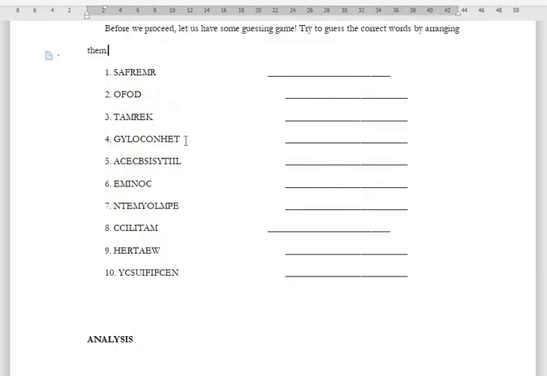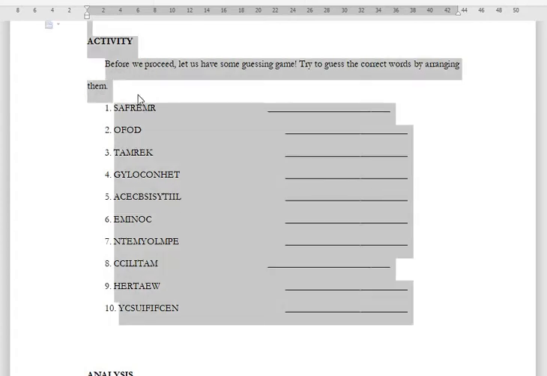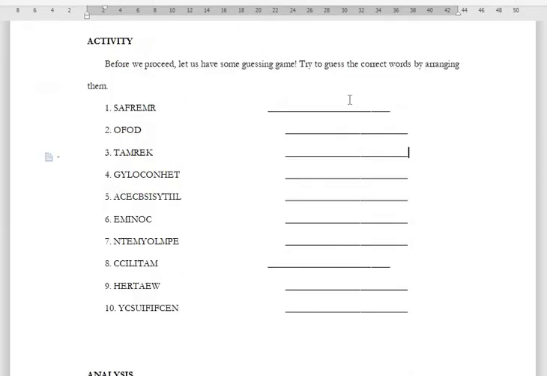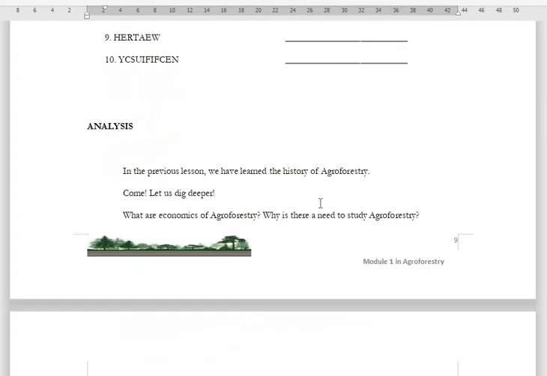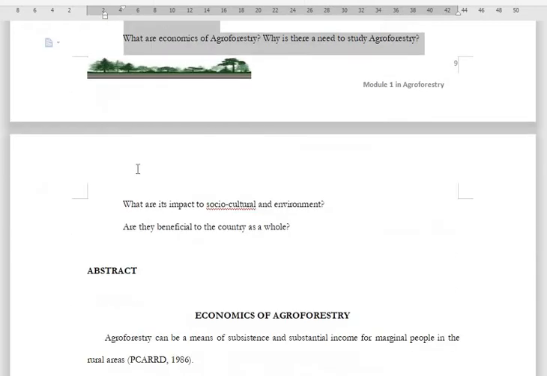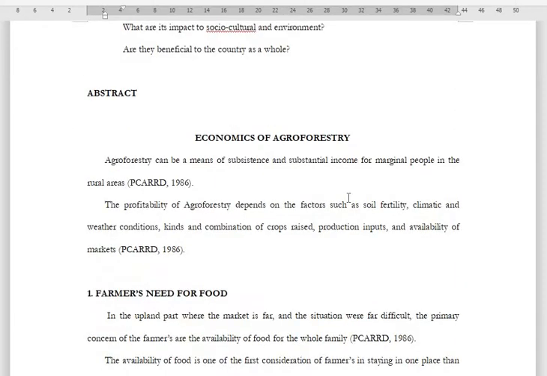So here I have 10 activities, number for your activity in lesson 2. You just arrange these words to guess them. It's already arranged, you'll be perfect at this part, I'm sure. So analysis can be answered. These are questions that, as you go on with your lesson, can be answered.